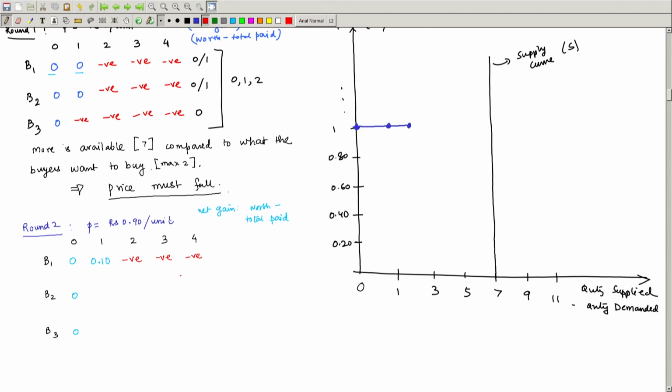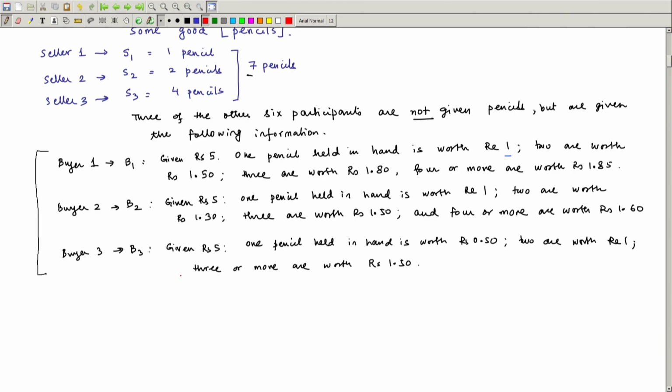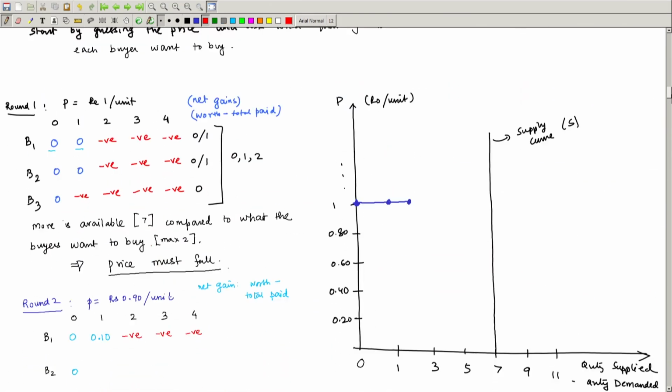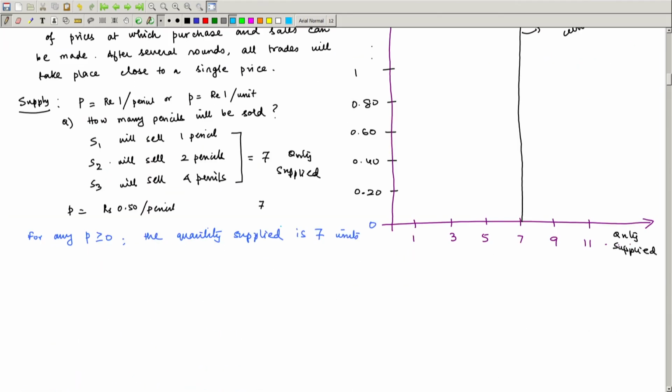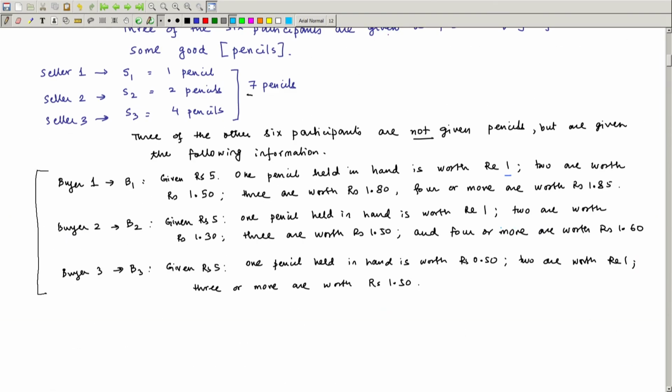Now, let us look at buyer 2. For buyer 2, 1 pencil held in hand is worth 1, he pays 0.9, so his net gain is 0.1. So, clearly that is bigger than 0. So, unlike the previous case where he was indifferent between not buying and buying, now for sure he is going to buy 1 unit over not buying. The thing that we need to check is, is he going to buy more than 1 unit? So, let us look at what the data says.